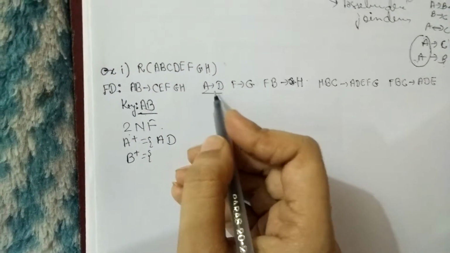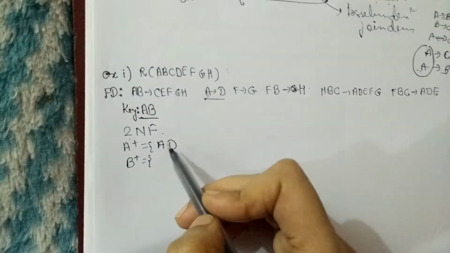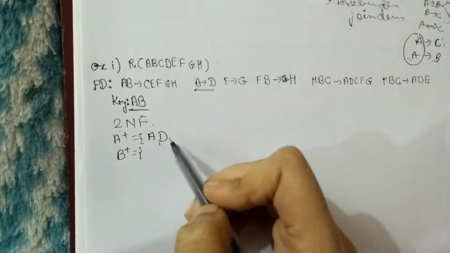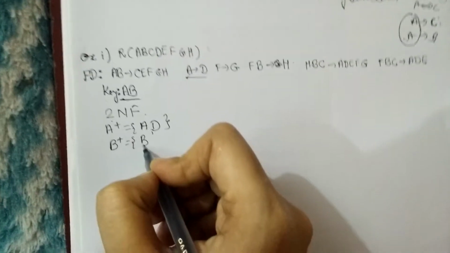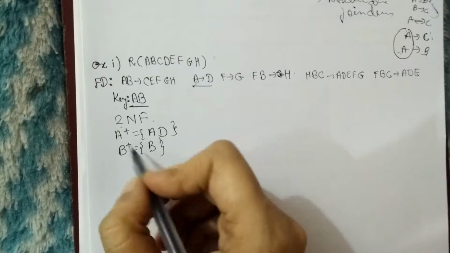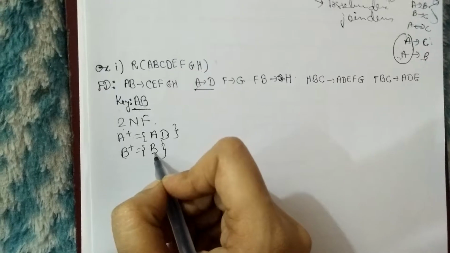How to find the closure we have already seen in previous videos. First match the left hand side and whatever is on the right hand side, add it. So the closure of A will contain AD only. Then the closure of B is B itself. So A gives just AD, and B gives just B.